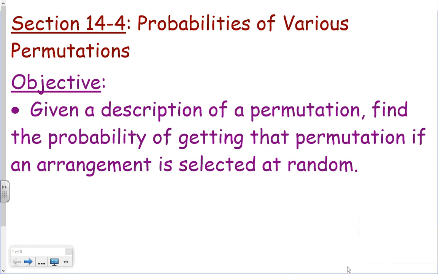All right, open up your book to section 14-4. We're on page 714 in your book. The title of this section is Probabilities of Various Permutations. Our objective here is, given a description of a permutation, find the probability of getting that permutation if an arrangement is selected at random.